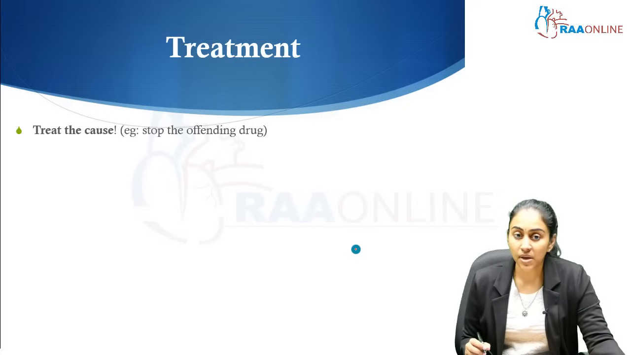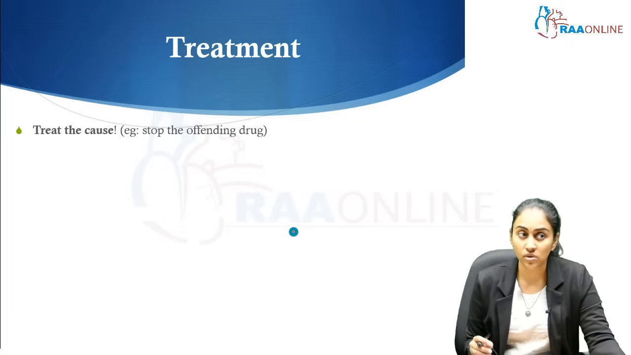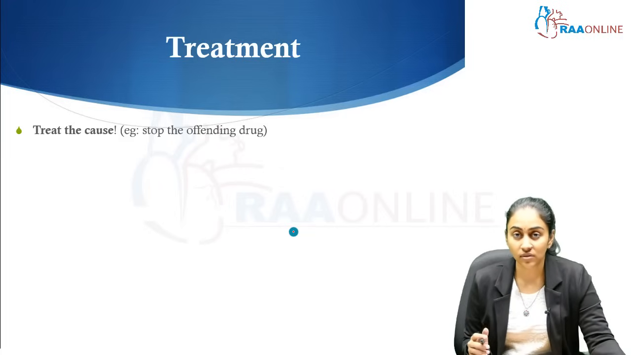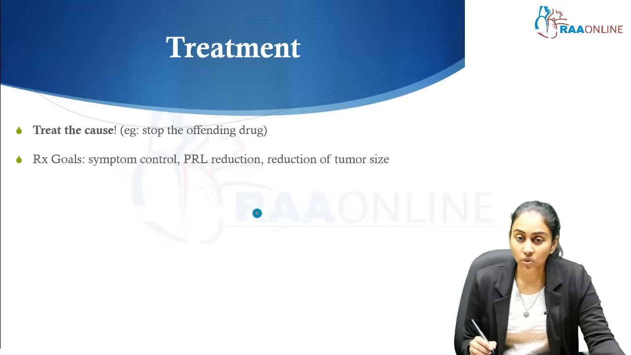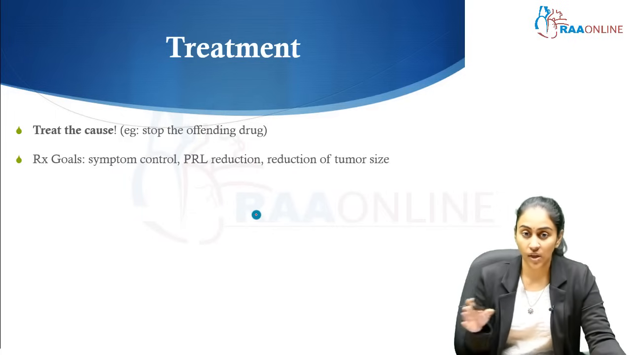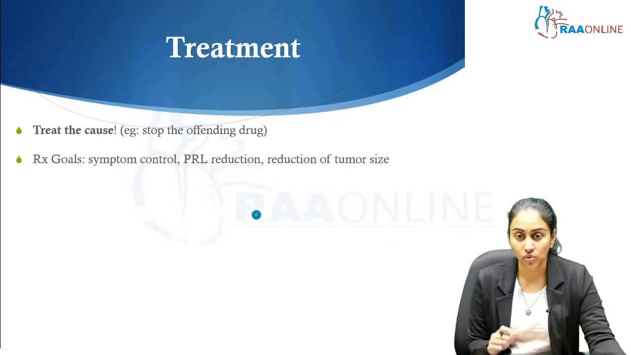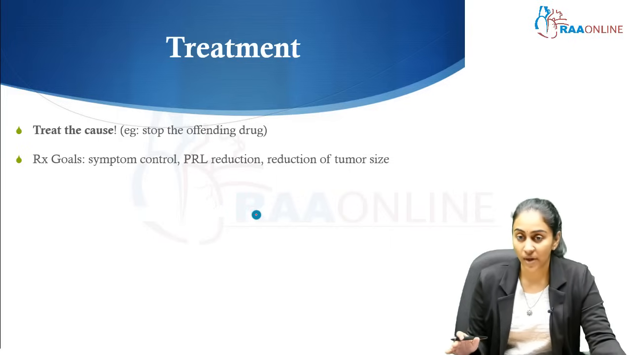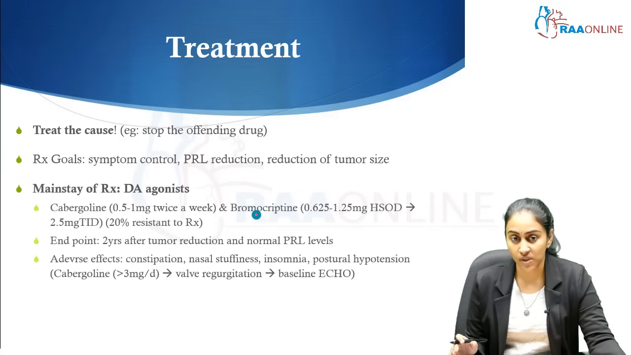So, how do you treat these patients? One of the foremost ways is to address the cause. So, let's say you have a drug-induced hyperprolactinemia, stop the offending drug. If you have hypothyroidism, treat the thyroid, supplement the thyroid tablets. So, treatment goals are going to be in 3 directions. 1, we have to achieve symptom control. 2, we have to achieve hormone normalization. And 3, reduction of tumor size.